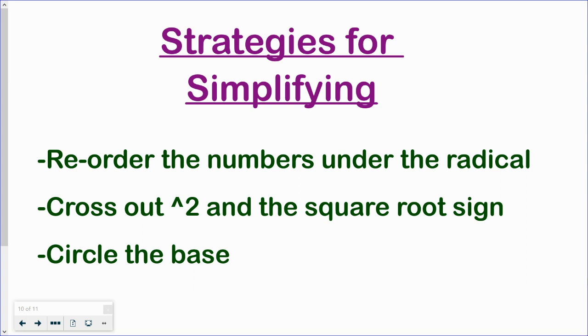Circle whatever number was being taken to the second power. When you are able to circle it, it helps you to focus on what it is that you are going to have to take out, so you can really refocus yourself.